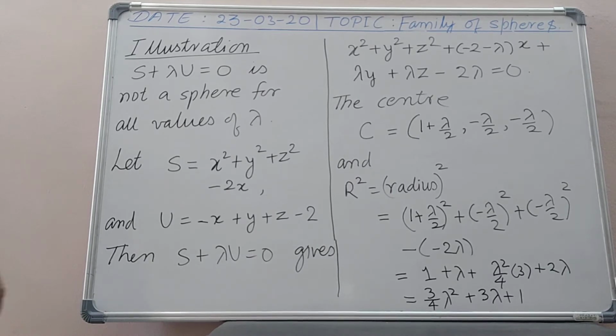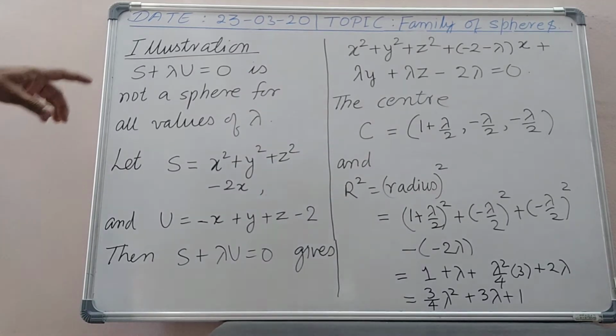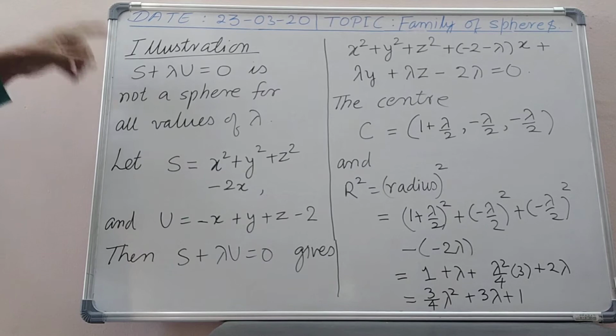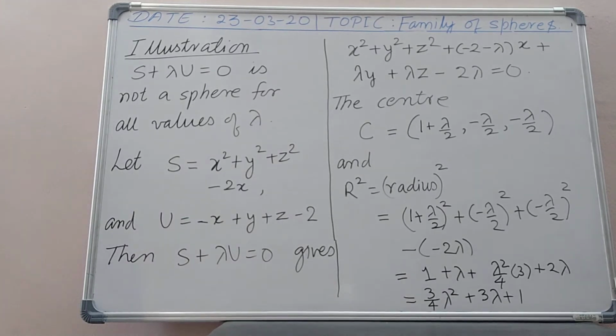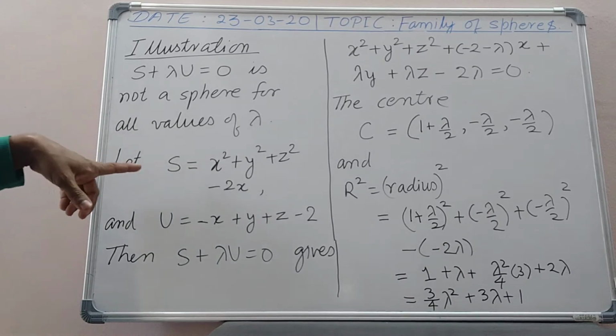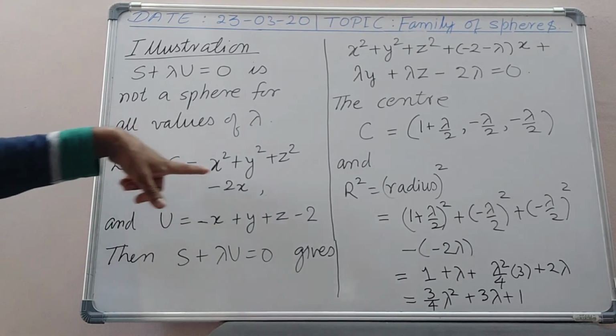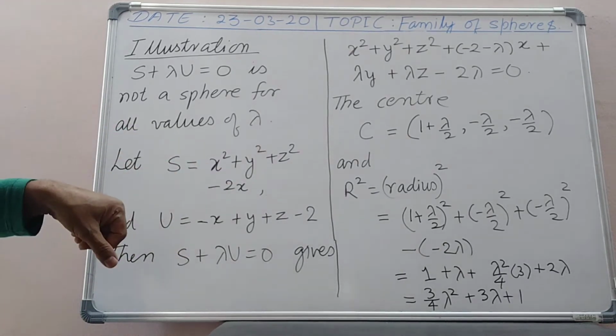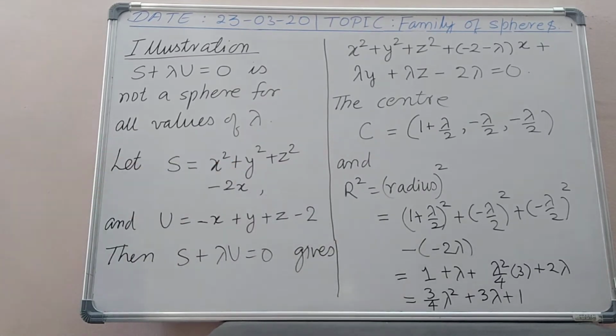So I wish to keep the videos small from the point of view of ease in uploading it, and therefore I had stopped the video at the point of the illustration. So the intended example is this. I look at this sphere, S equal to 0. So S equal to 0 will be a sphere.